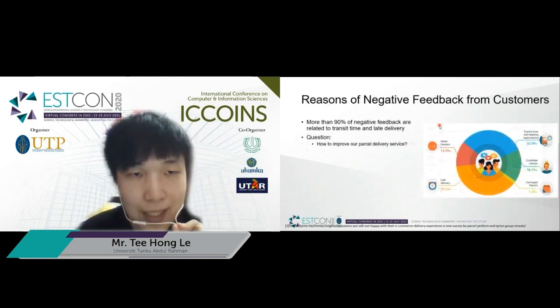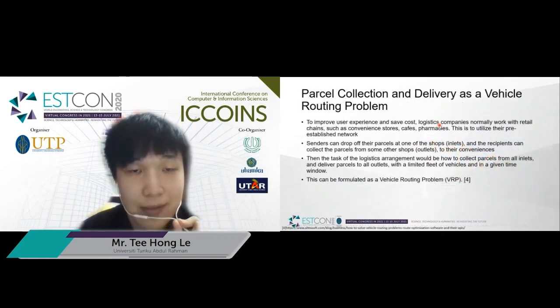Also, more than 90% of negative feedback is related to transit time and late delivery. So, how do we improve our parcel delivery service? To improve user experience and save costs, logistics companies normally work with retail chains such as convenience stores, cafes, and pharmacies to utilize their pre-established network. Senders can drop off their parcels at one of the shop's inlets, and recipients can collect the parcels from some other shop outlets at their convenience.